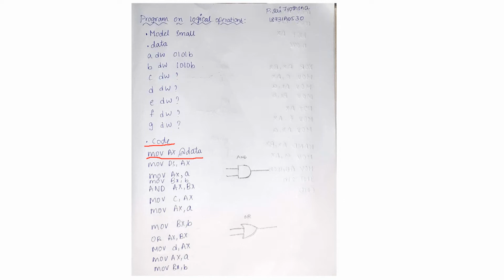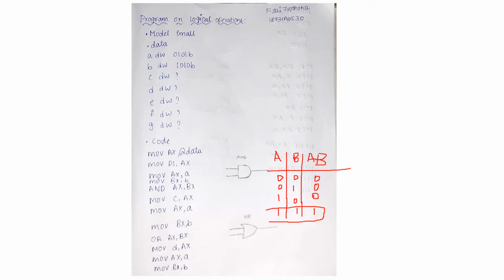We'll see what an AND operation is. AND is a binary operation. We can see the truth table of AND here. If both A and B are 1, then only the value of AB becomes 1. In all other cases, the AND of two binary bits is 0.